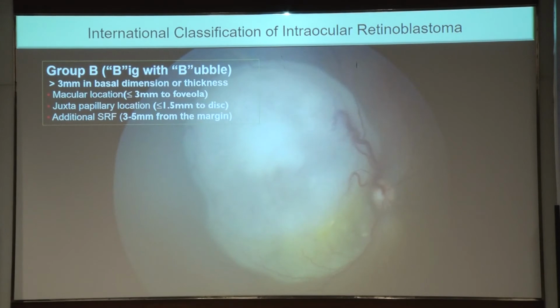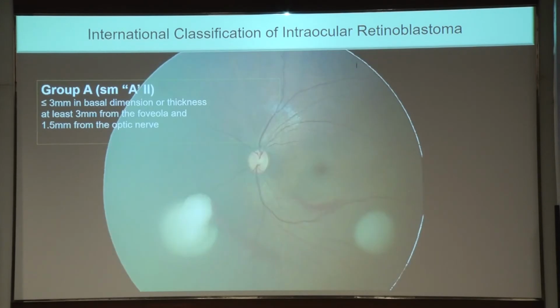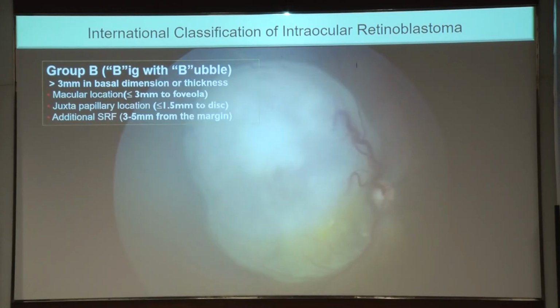All right, yeah. So I'm just going to make it slightly easier for you, taking you through the grouping and the TNM together, so that it's easy to remember, although you'll have to go and revise it again. So we have group A, A for small, less than 3 millimeters in basal dimensions, and away from the fovea and the optic nerve. That is group A. Group B stands for big, and B also stands for bubble. So it will be more than 3 millimeters in size, and it will have bubble, in the sense it will start having exudative retinal detachment around. Okay, so there will be subretinal fluid around the tumor. So that stands for B.